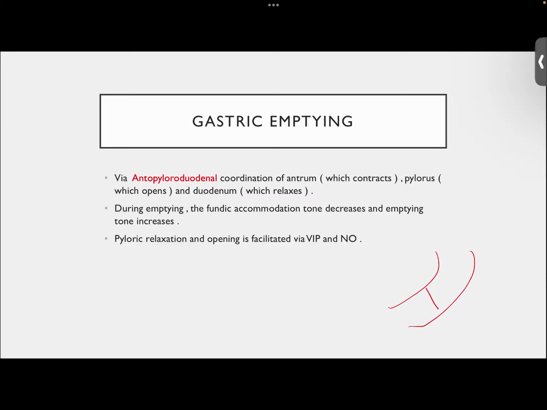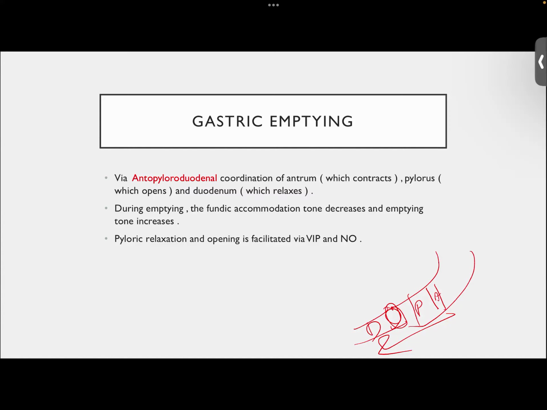Just like, imagine this is the stomach, antrum, this is the pylorus, and then we have the sphincter, and then we have the duodenum. So they're in line, right? If these three things coordinate, only then can we have gastric emptying. The antrum must contract to push the food towards the duodenum. The pylorus must be open, it must be relaxed, it must not be closed, because if it's closed, the food's going to stay where it is. And the duodenum must relax to let the food enter. It should not contract. If these three conditions are met, that's called antropyloroduodenal coordination.